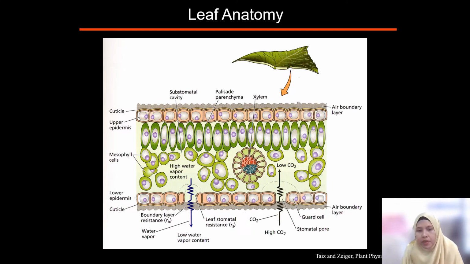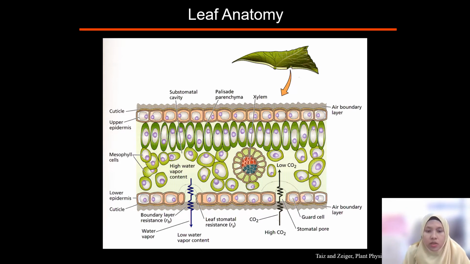Okay, so this is the leaf anatomy. Ini adalah refresh balik berkenaan dengan leaf anatomy. Alright, so this is the top of the leaf and this is the bottom of the leaf. Top and bottom ni dia ada cuticle. Cuticle layer serves as a protection juga, and then they have the epidermis layer. So they have the upper epidermis layer and also the lower epidermis layer, and on the bottom part of the leaf they have openings for the water and also for the gas.